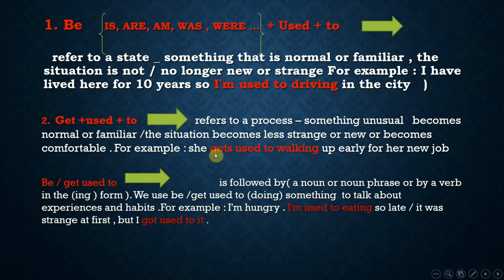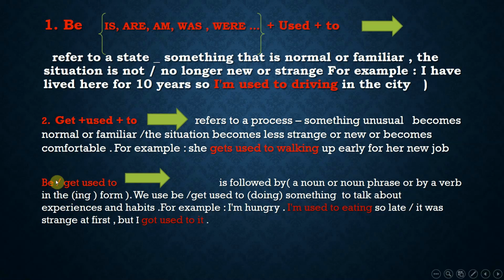So look at this example. She gets used to waking up early for her new job. She gets used to. Here she is followed by gets. Why gets? Because this sentence is in the present tense. And here we have used to plus the verb with ing.